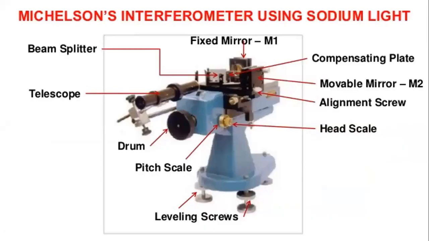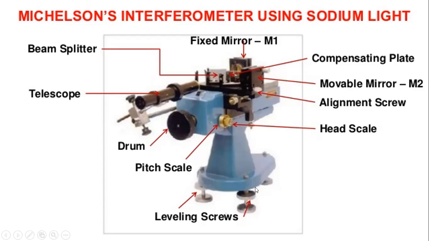So this is the Michelson interferometer in 3D type. Let's see the parts one more time. This is the beam splitter, and this is the telescope for viewing, and this is the drum for the movement, and this is the pitch scale.